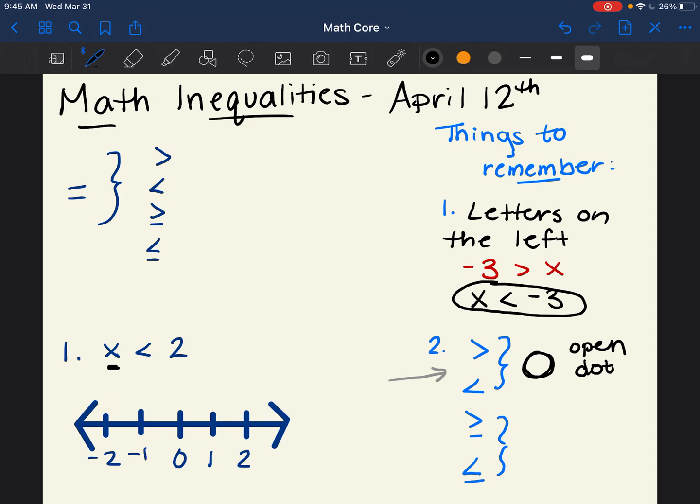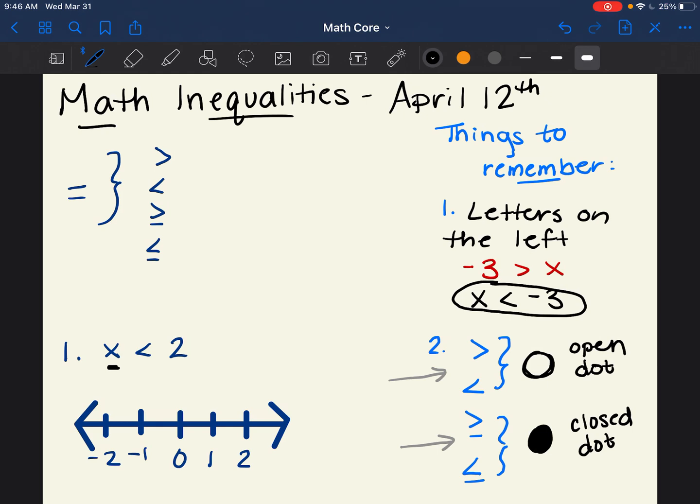Open circle. For the bottom, right, we have greater than or equal to or less than or equal to. When you see something like that, your dot or your circle is going to be completely colored in, filled in, however you want to do it, right? So we are going to be having a closed dot. So those are the two things while we're going through this that I need you to remember. Letters on the left, greater than or less than is an open dot. Greater than or equal to, less than or equal to is a closed dot. So if we come back over here to our example, we have X is less than 2.